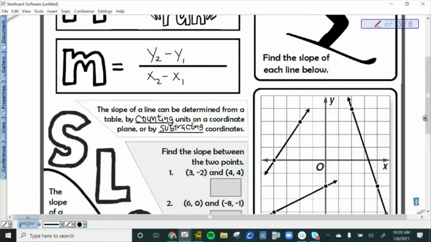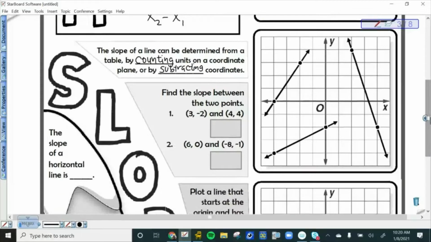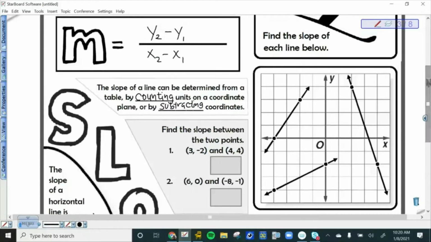Okay. So what we're going to do next is find the slope between two points. I'm going to do the first one, and then I'm going to have you guys do the second one. So, like we just said, we can subtract the coordinates to find the slope. And let's just pull this up so we have it. We have our formula up here. So again, slope is equal to the change in y, the difference between y coordinates, divided by the difference between x coordinates. And we have to make sure that they're written in the same order.